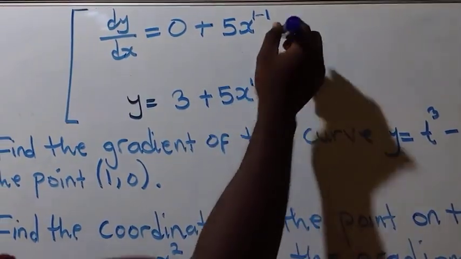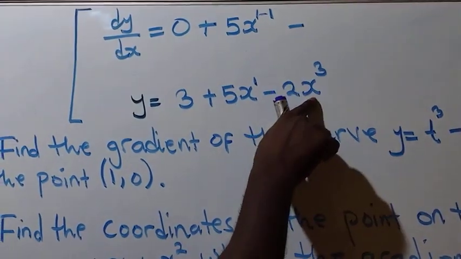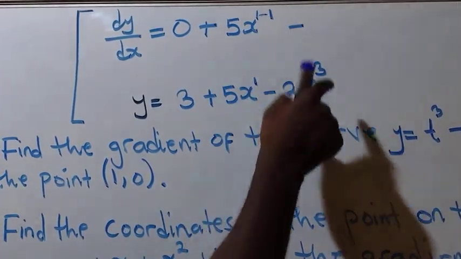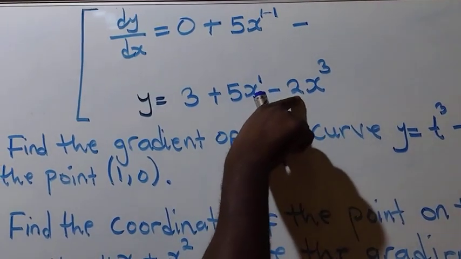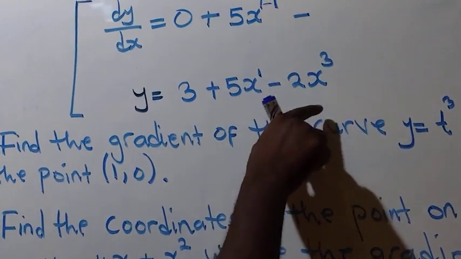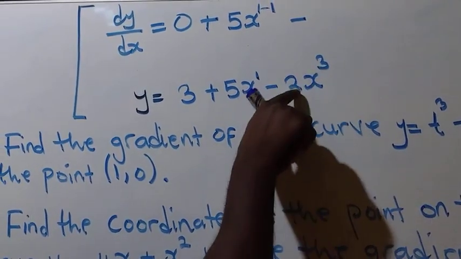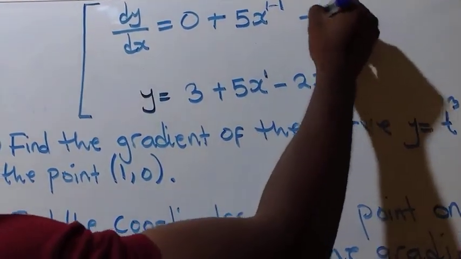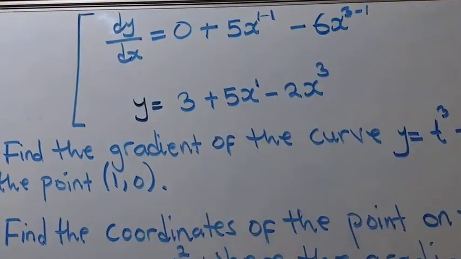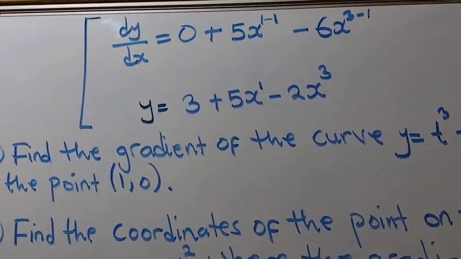We come to this one, minus 2x cubed. The coefficient of x is a negative 2. No wonder I've written a minus there. So the coefficient of x there is 2, okay? This 2 will be multiplied with the power of x, which is a 3. So 2 times 3 will give us 6. Then x to the power of 3 minus a 1. Okay? That is the principle there.